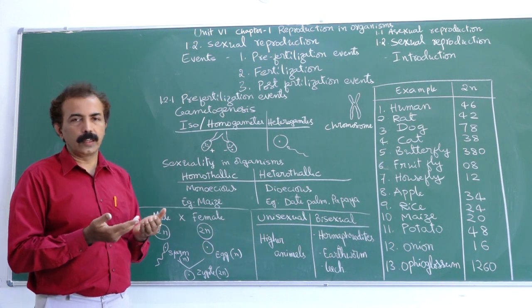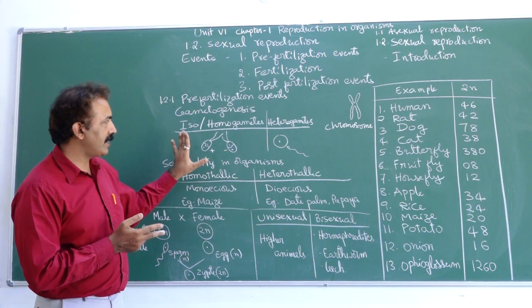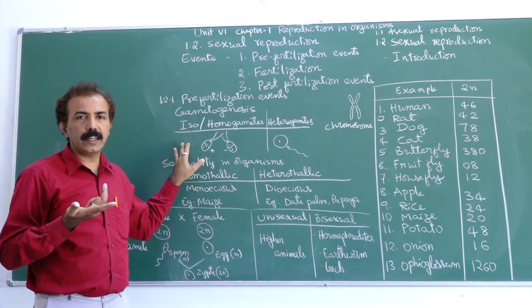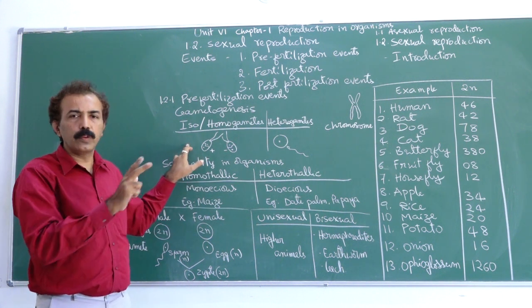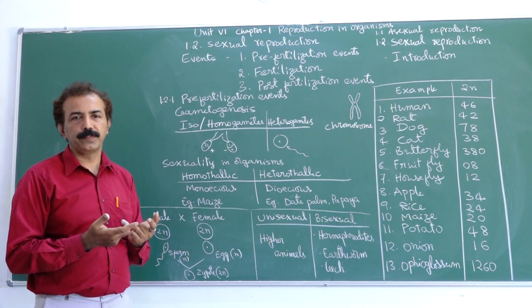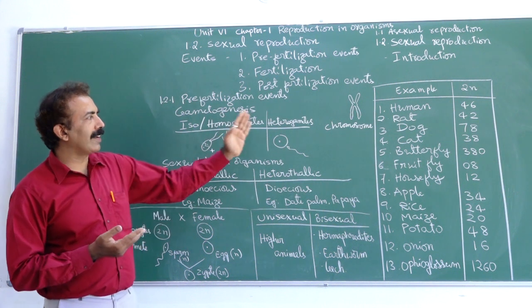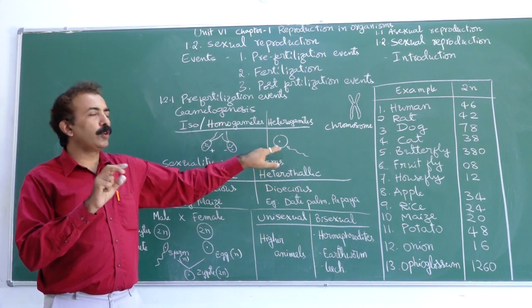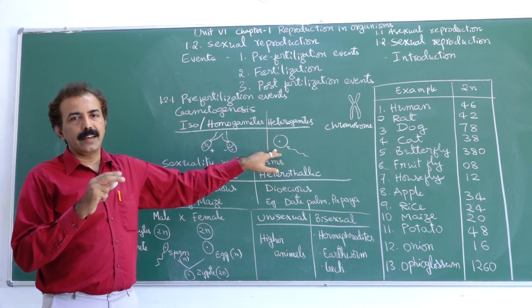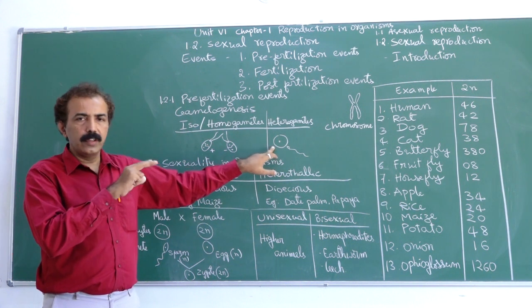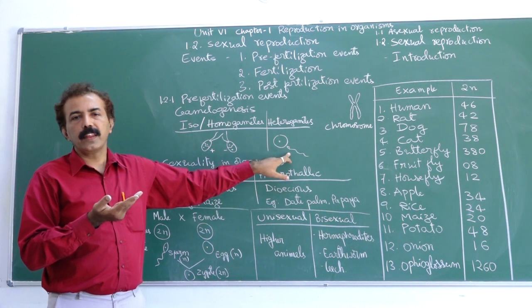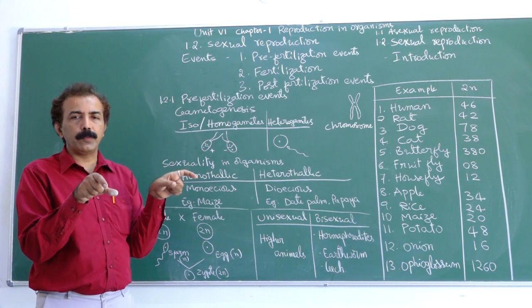They cannot last long. So the nature decided that this system is not working. I should modify. So the higher organisms prefer creating gametes of two different kinds. Gametes which are large, gametes which are small. There is a distribution of labor.